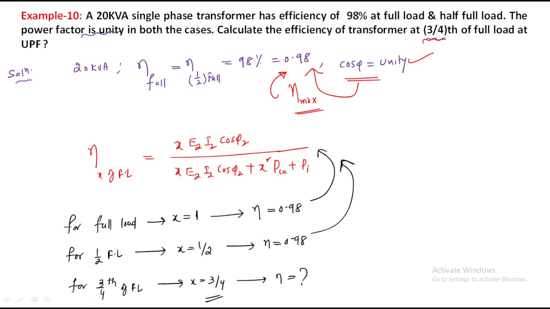Therefore 20 kVA is nothing but E2I2. So E2I2 is given as 20 kVA, and power factor is given as UPF. X is given as what? First case is full load condition. Second case is half load condition. Clear, right? And is there any information for PI and PCU? No. Now we have to calculate the values of PI and PCU. Clear?